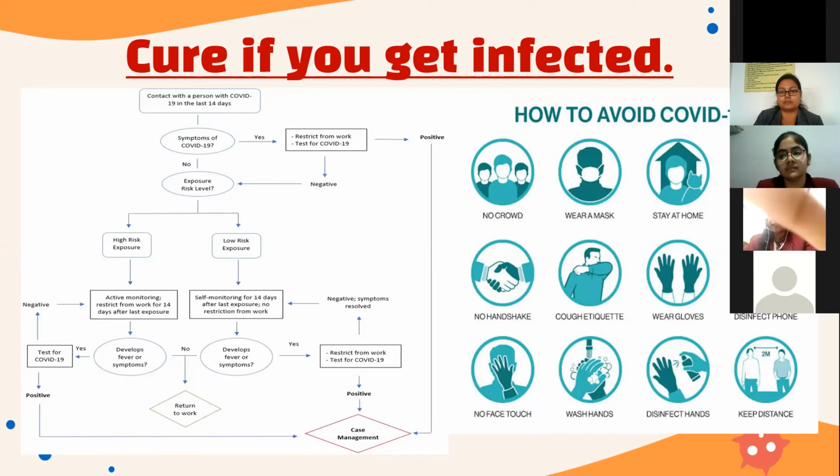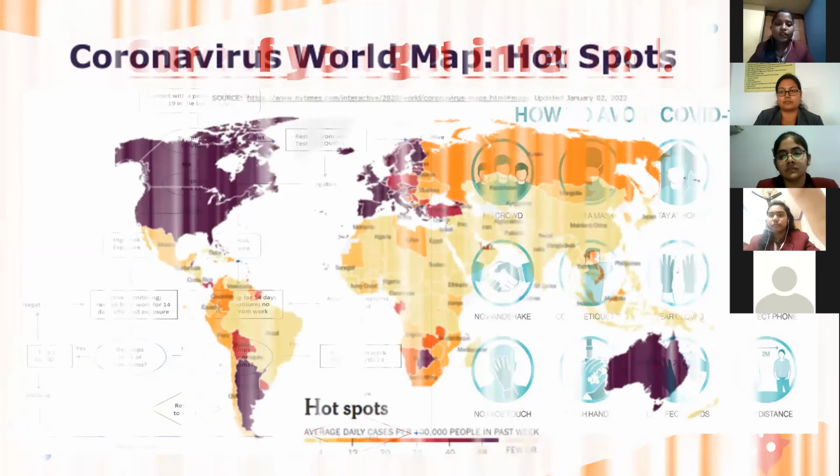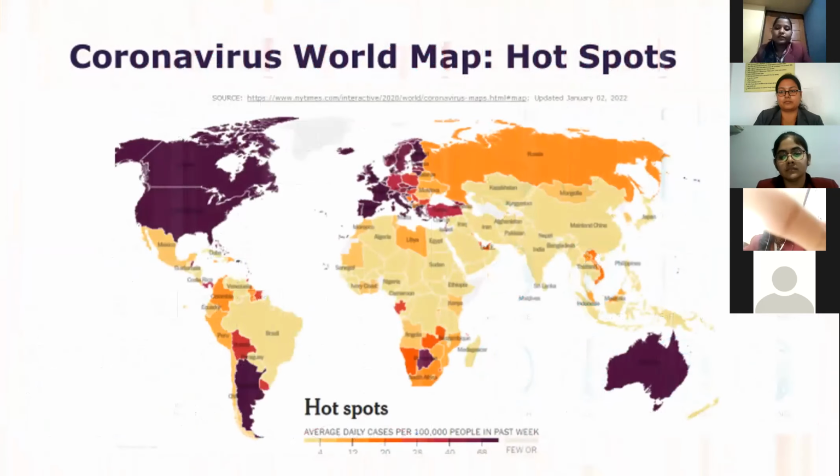Then moving up to the second slide, that is the hotspot areas of the world. The map here shows the average daily cases per 1 lakh people in the past week. The areas marked in purple have an average of 68 per 1 lakh. The areas marked in orange have an average of 20 affected per 1 lakh people. And the areas marked in ochre yellow have 4 COVID cases per 1 lakh.